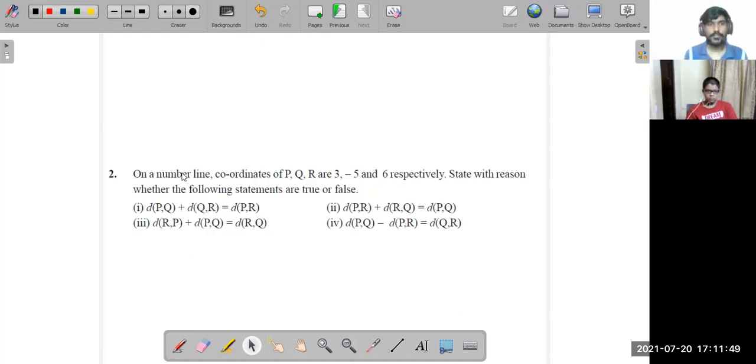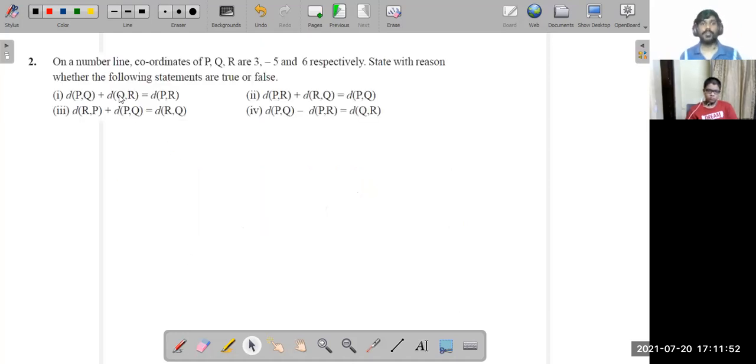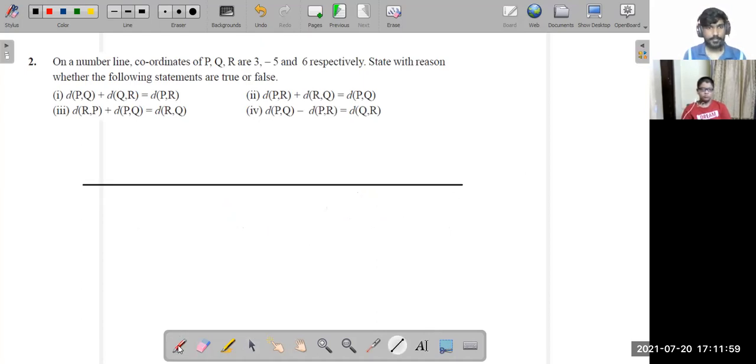Okay. Second one. On a number line, coordinates P, Q, R are 3, -5, and 6 respectively. So let's draw that first. This is the number line. This is the origin, 0. And 3 is point P. -5 is point Q. And 6 is point R.